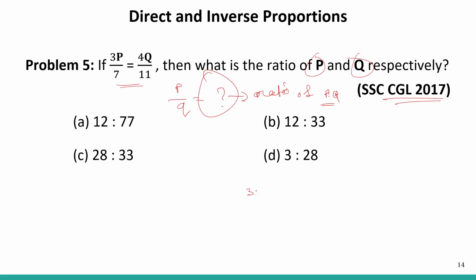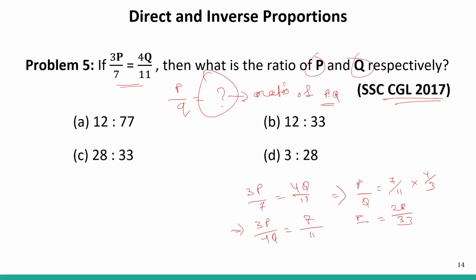Given that 3p by 7 is equal to 4q by 11, this will be 3p by 4q equals 7 by 11. So this implies that p by q is equal to 7 by 11 into 4 by 3. So 7 into 4 is 28, by 33. So p by q is nothing but 28 by 33. So p is to q is equal to 28 is to 33.